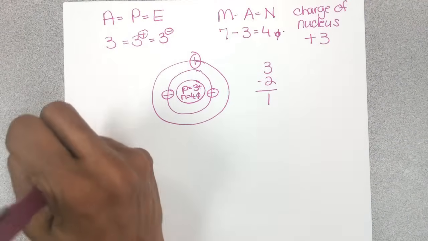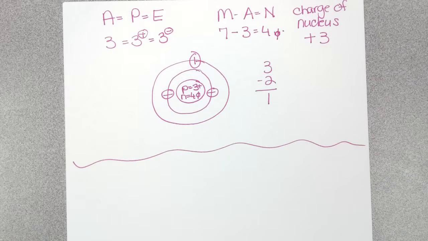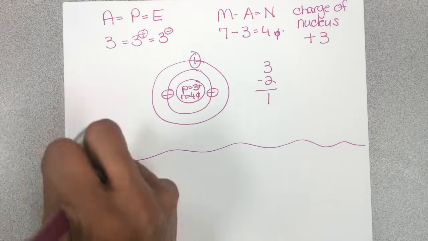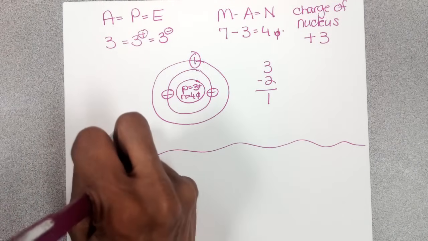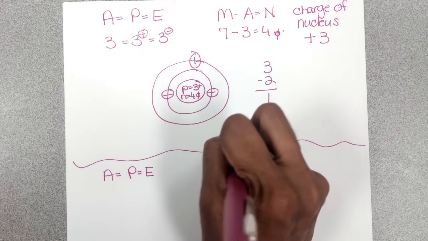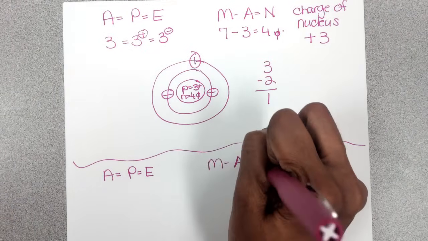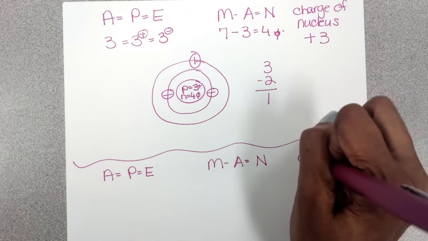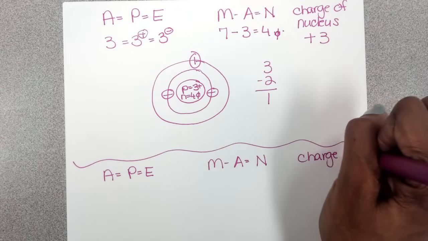Okay. All right. Next one we're going to do is aluminum. So let's write it out. Atomic number equals protons equals electrons. Mass minus atomic number gives you neutrons. And we're going to do the charge of the nucleus.